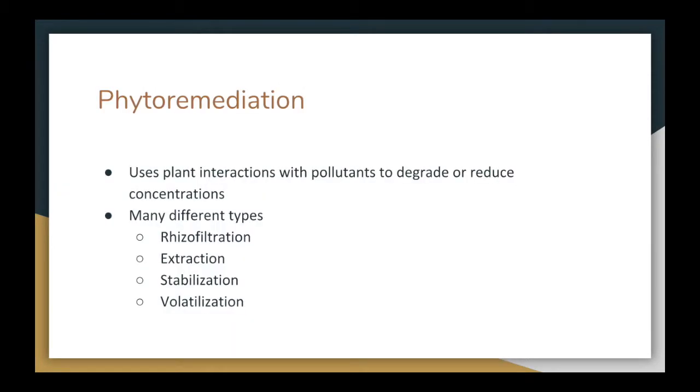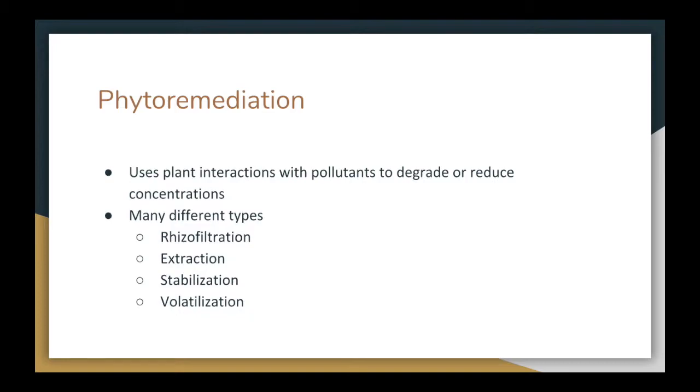Phytoremediation relies on plant interactions with pollutants to degrade or reduce the harmful concentrations. Elemental pollutants like heavy metals and radionuclides are removed by extraction, transformation, and sequestration by the plants. Organic pollutants like hydrocarbons and chlorinated compounds are removed through degradation, rhizofiltration, stabilization, and volatilization.